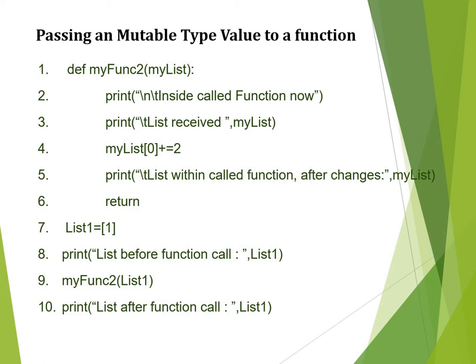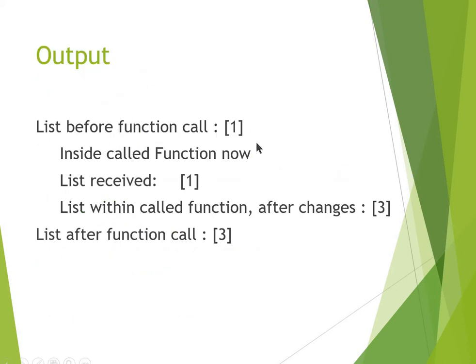Look at this program, more or less like the previous program, but instead of an integer variable, I have given a list here. Okay, so list1 is equal to 1. So here the execution starts from the main program, right? Only one element will be stored in the list. The next line will be print list before function call, list1. So what will be printed? List before function call colon 1 will be printed. Am I right? I'll show you. So this will be the first statement.